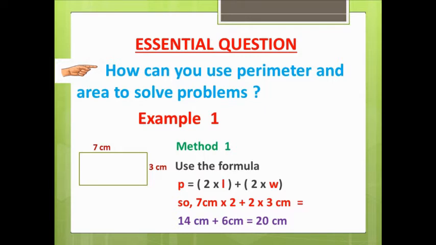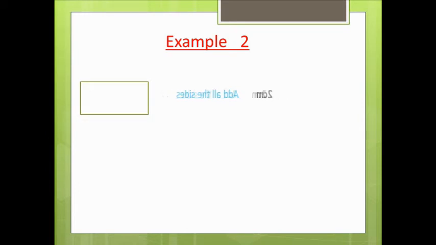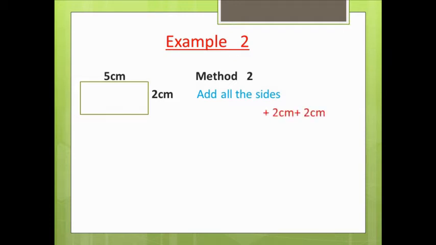I'm going to show you the other method, that is example number 2. I promised you that I'm going to give you another method. You can see there we have the rectangle. The length is 5 centimeters and the width is 2 centimeters. Method 2. The first thing is to know that the opposite sides are equal. If one side is 5 centimeters, the other side is also 5 centimeters. If the width is 2 centimeters, the other width is also 2 centimeters.